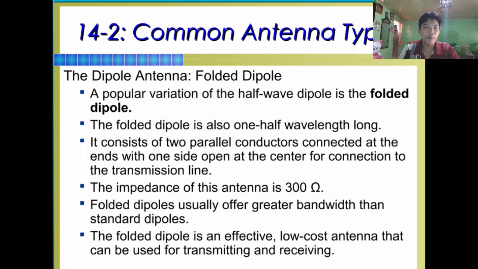Folded dipole. A popular variation of the half-wave dipole is the folded dipole. The folded dipole is also one half wavelength long. It consists of two parallel conductors connected at the ends, with one side open at the center for connections to the transmission line. The impedance of this antenna is 300 ohms. Folded dipoles usually offer greater bandwidth than standard dipoles. The folded dipole is an effective low-cost antenna that can be used for transmitting and receiving.